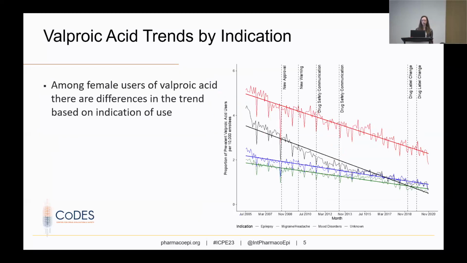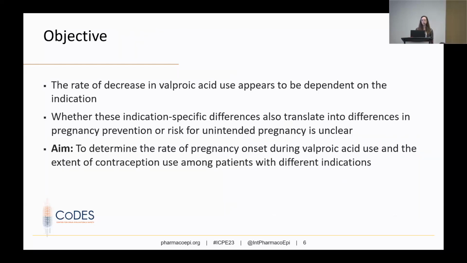Then what we wanted to do was look at the indications, specifically in females of childbearing age. We looked at the different indications and how that trend looks across the study period. We see that the majority of patients are using it for mood disorders. Unknown is our category where we're not really sure what they're using it for. It likely is that off-label use that we know exists. And we see not quite as sharp of a decrease in the patients with epilepsy and then the migraine disorder patients.